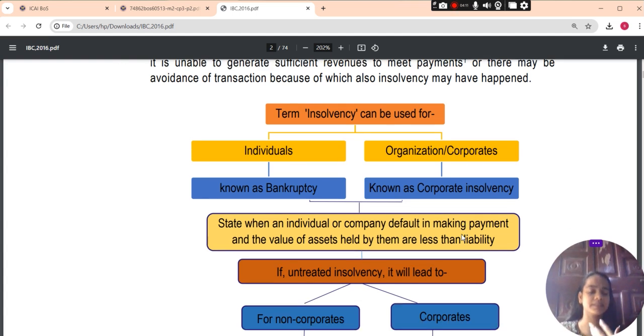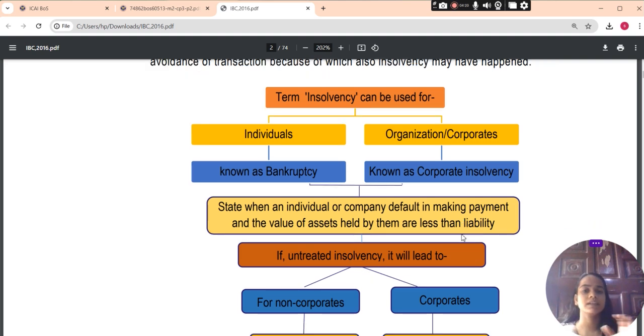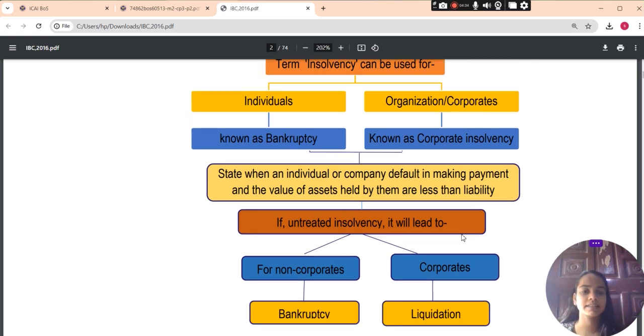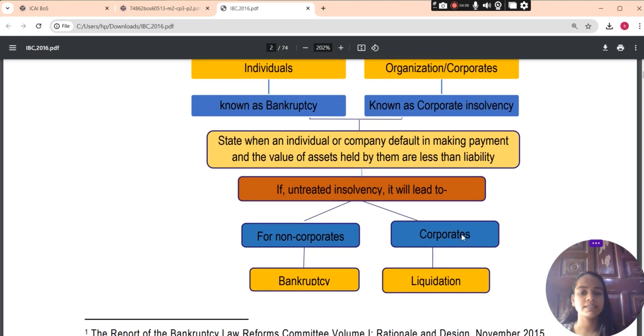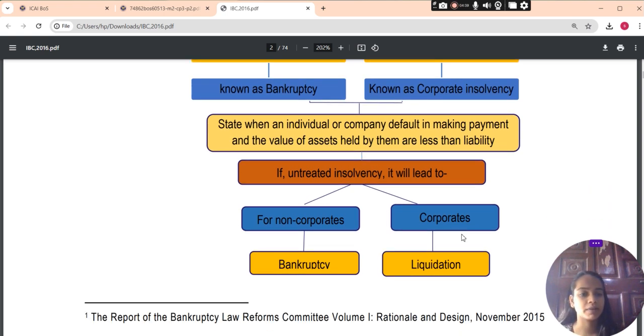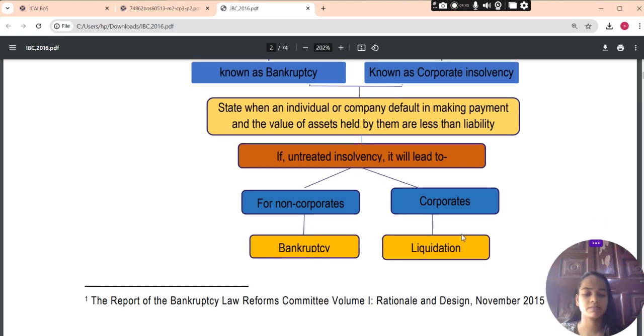Then comes this definition: the term insolvency can be used for individuals as well as organizations and corporates. For individuals we say bankruptcy. For organization and corporate insolvency, what further term do we use? It is the state when an individual or company defaults in making payment and the value of assets held by them is less than the liability. If untreated, insolvency will lead to bankruptcy for non-corporates, and a company that is insolvent goes into liquidation.